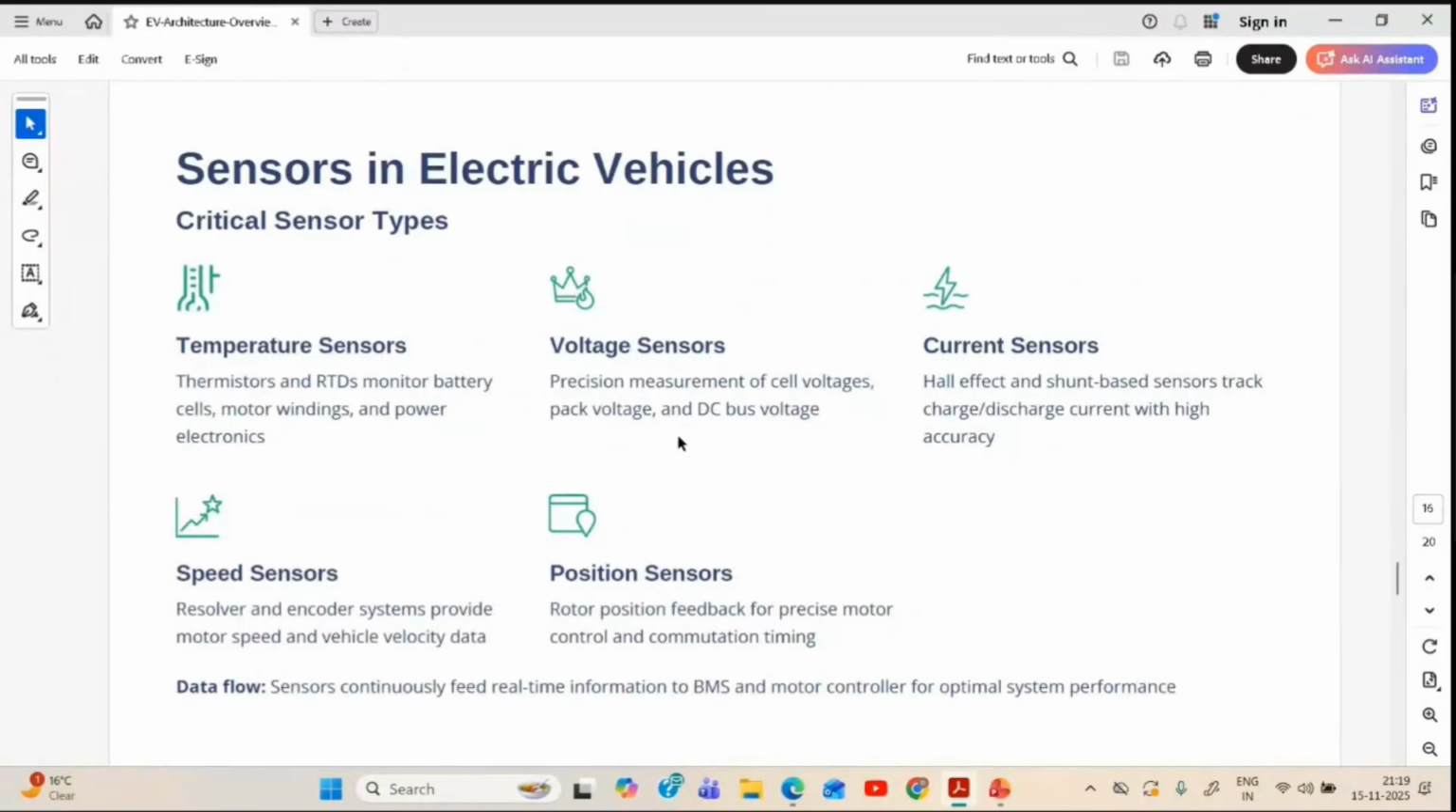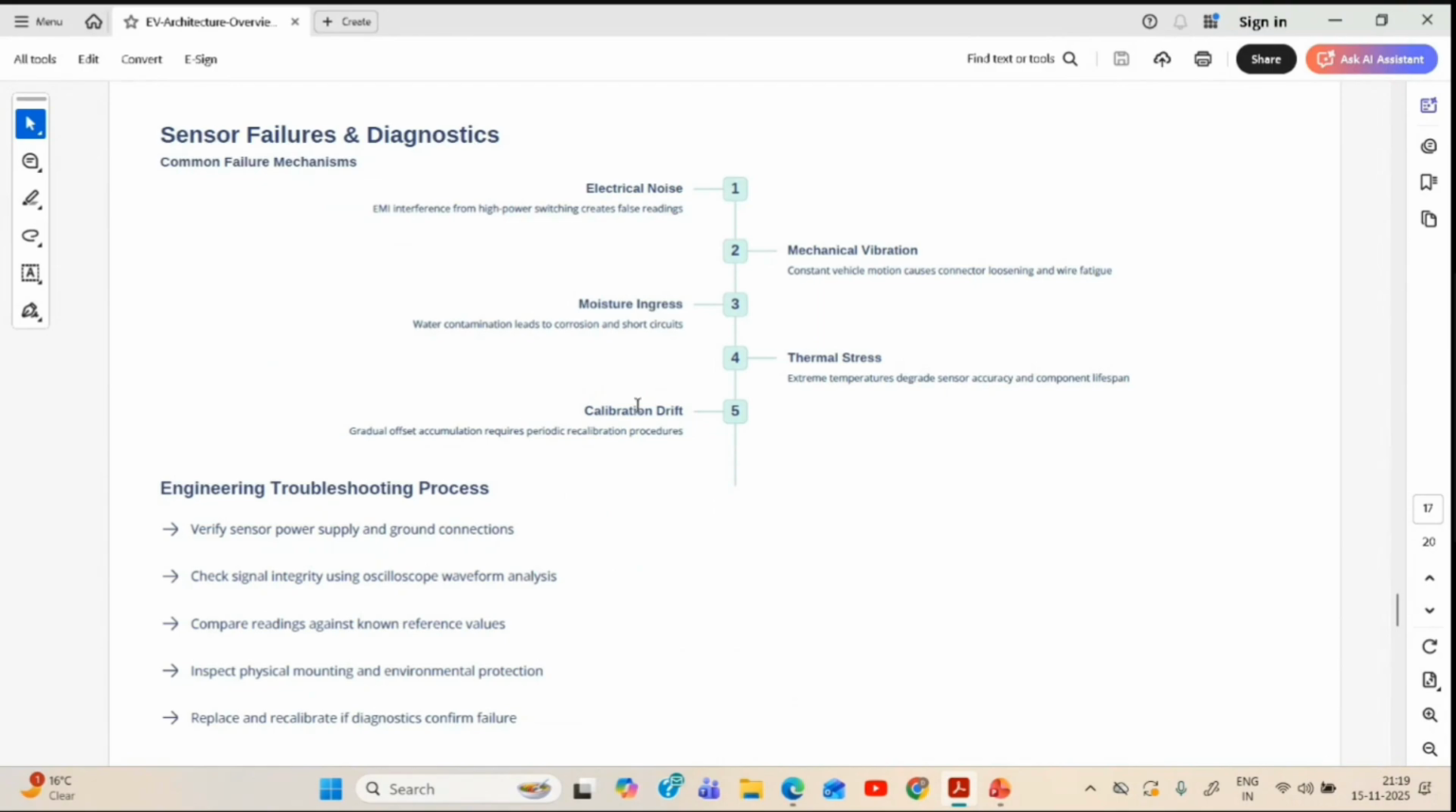So temperature sensors we are using, current sensors, voltage sensors also, position sensors and speed sensors. So these are some basic generic categorizations of the sensors which we can witness. Next, what are the reasons for these sensor failures? Definitely we have electrical noise, mechanical vibrations, and moisture, because many times we can see that the vehicle is running through some level of water. So it might happen that moisture has increased, thermal stress, calibration drift. All these are prominent reasons for sensor failures.